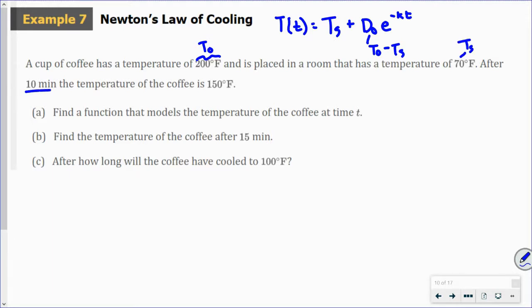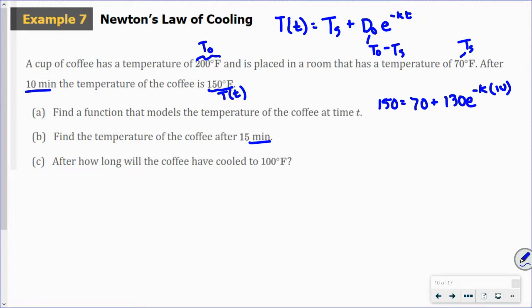After 10 minutes, okay, notice everything's in minutes, the temperature of the coffee is 150. So this is actually T of T. And we don't have K. So it looks like we're going to be solving for K first. Okay, so I start with 150. Your surrounding temperature was 70 plus, for D naught, you need your start minus your surrounding. So 200 minus 70, which is 130, e to the minus K, and T was 10 minutes, so 10, because everything is in minutes. Make sure your labels all match up.